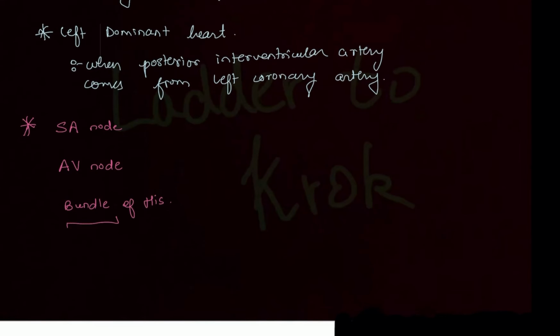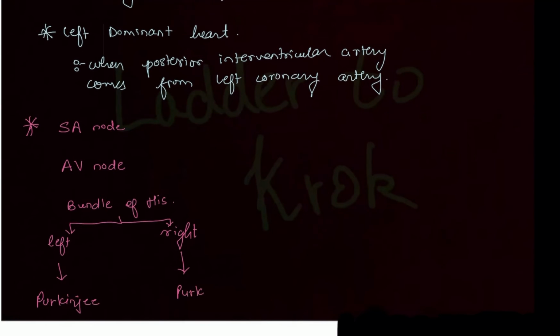The bundle of His has two branches, a left branch and a right branch. The left branch goes into the left ventricle to form the Purkinje fibers. Left Purkinje fibers and right Purkinje fibers. Now let's know its blood supply.